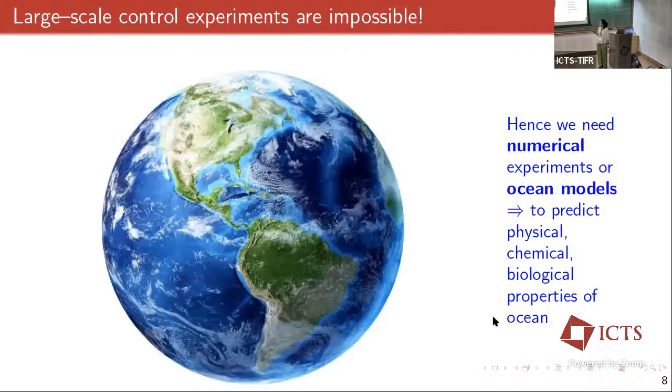Now, large-scale control experiments, as we all know, are impossible because we cannot do experiments on the whole ocean. In their place, we have to do numerical experiments. So what are numerical experiments? These are ocean models, large-scale ocean models, so that we can predict what will happen in the Earth, the ocean or the atmosphere in the coming years. So prediction is an important component of any modeling of the climate system.